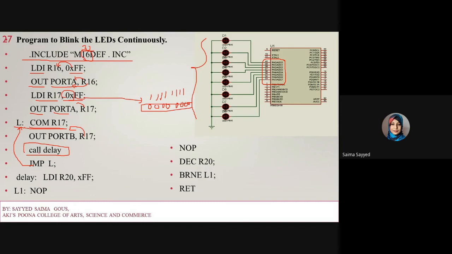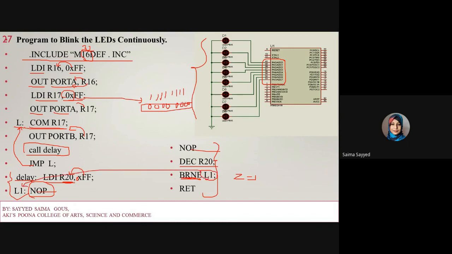Now here, call delay. This is the subroutine of delay. Delay: LDI R20, sorry, this will be 0xFF. So 0xFF will get loaded to R20. Then NOP, this is the no operation instruction, so do nothing, then decrement R20 till 00. Then branch. Now this is the branch instruction. If equal to 0, this means if the zero flag becomes 1, then only it will jump to L1. Where is L1? Here.